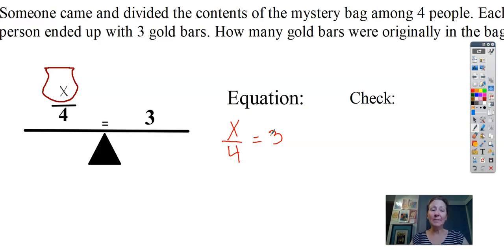Okay, so now I'm picturing 4 people with 3 bars in front of them, right? So I'm picturing 3 plus 3 plus 3, right? So we're basically taking the 3 that they each have and multiplying it by the 4 people. And I'm going to do that with my equation. So I look at the side with the variable. Now here's what I'm going to do though.